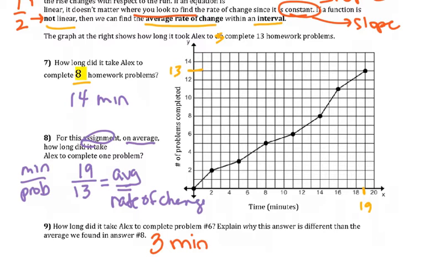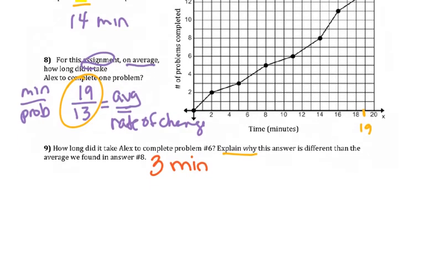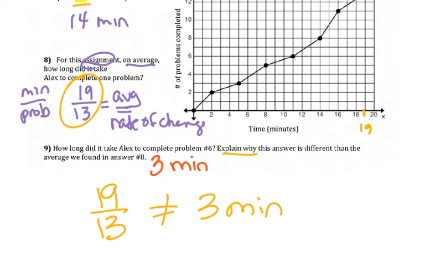Now, the next part says, explain why this answer is different than 19 over 13. How? Because 19 over 13 is not equal to 3. So what I'm asking you to do is explain why 19 over 13 is not the 3-minute average that it took her for that one problem. So think about that. Why would it be different?